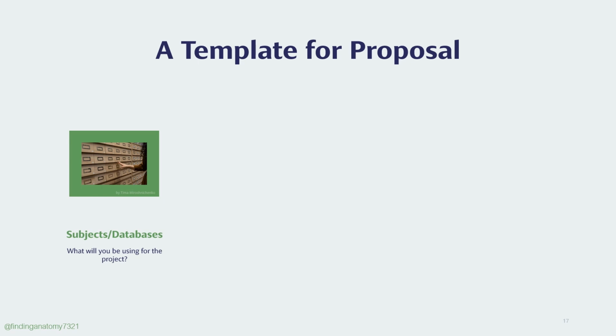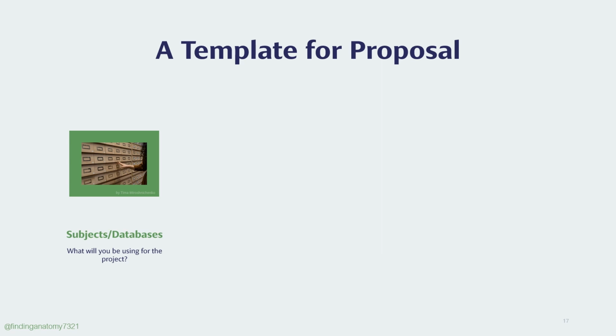Okay, so let's come to the next part of the proposal. You have to write about what subjects you'll be using. In the case of a review article, it's good to specify what databases you'll be using, or academic search engines you'll be using.